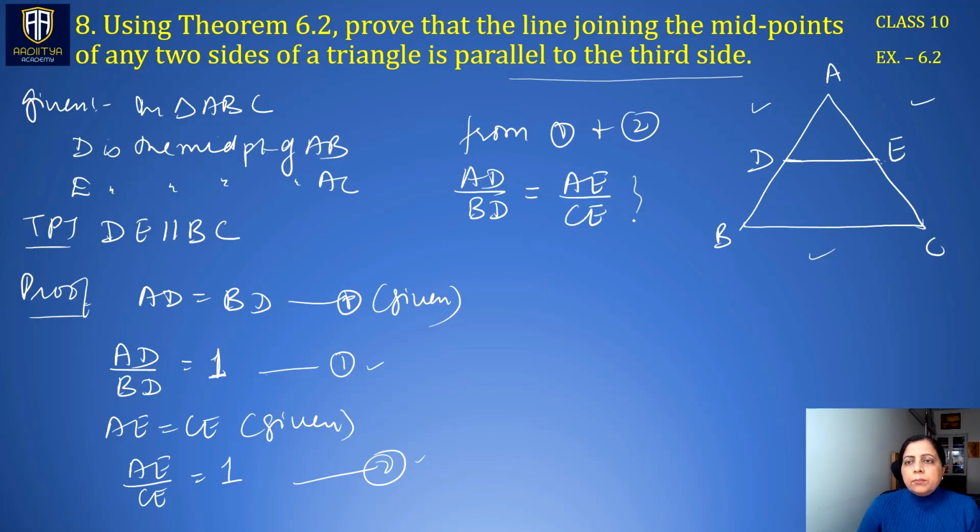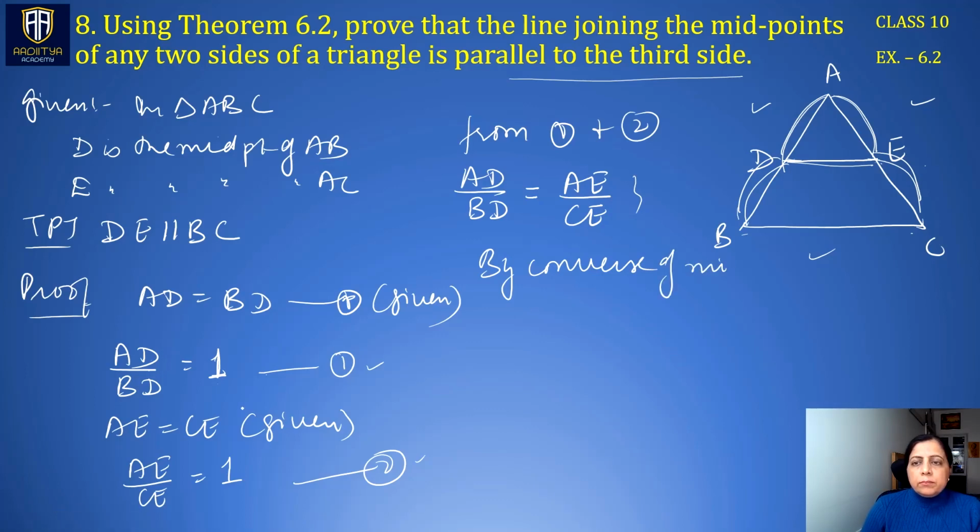Now, by the converse of the BPT theorem, we had learned that if the ratio of the two parts of both the sides of the triangle are equal, then this line is parallel to the third side. You can see that AD upon BD is AE upon CE. So by the converse of the basic proportionality theorem, BPT, we can say that DE is parallel to BC. Right? This we have to prove.